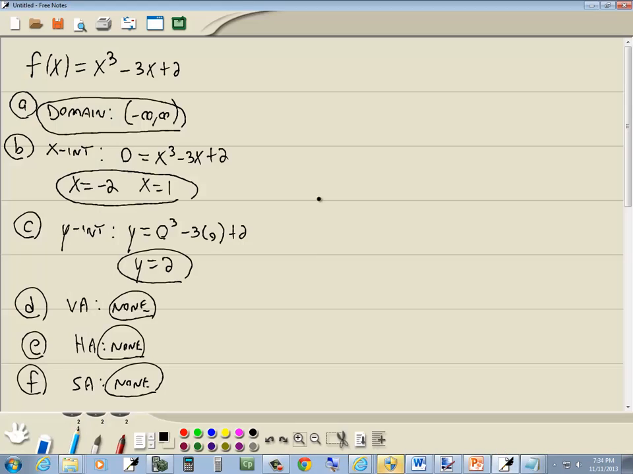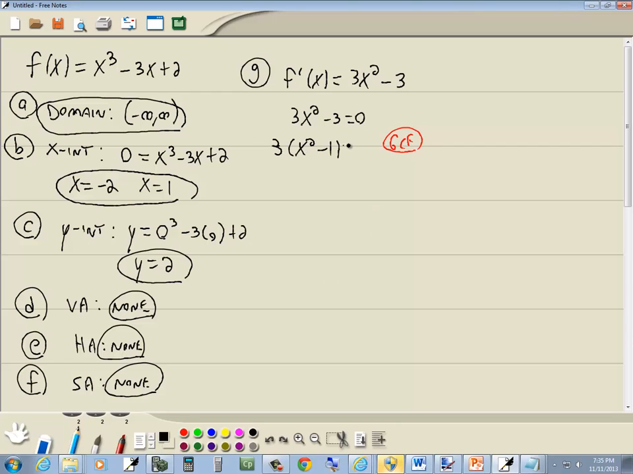G. Intervals of increasing and decreasing. Well, let's find our derivative. So f prime, x to the third becomes 3x squared minus, and the derivative of 3x is 3. Now I want to find our critical values, so we'll set this equal to 0. So I've got 3x squared minus 3 equal to 0. I'll factor out the GCF. So I'll factor out a 3, and that gives us x squared minus 1 equal to 0.